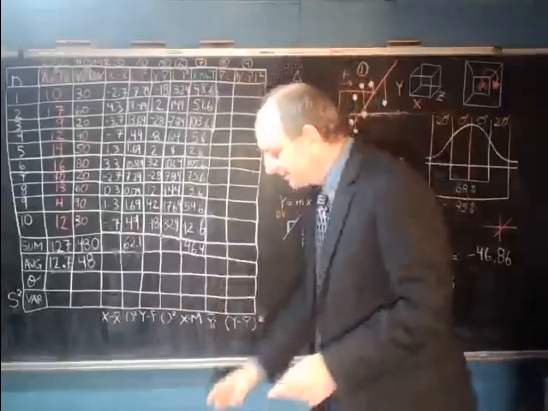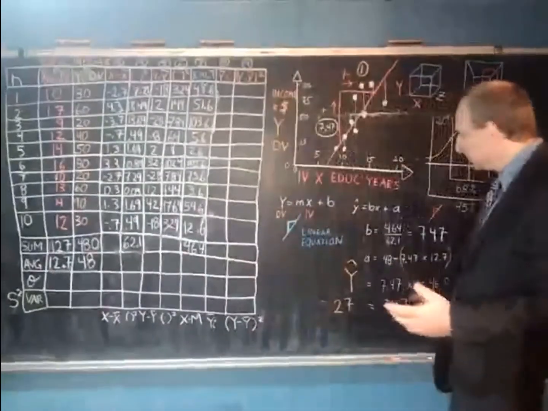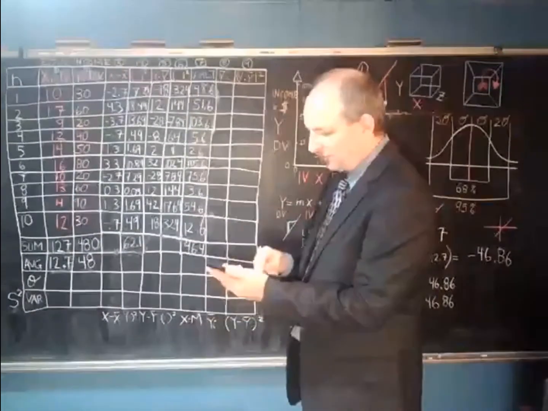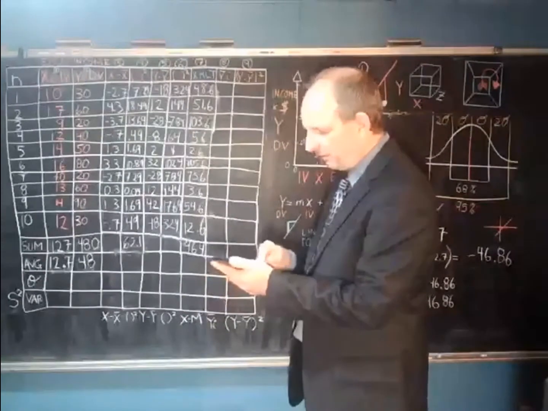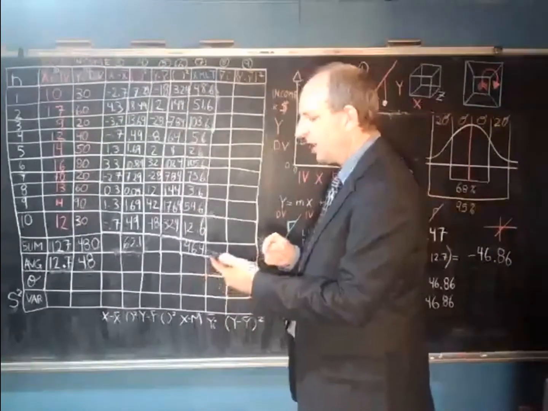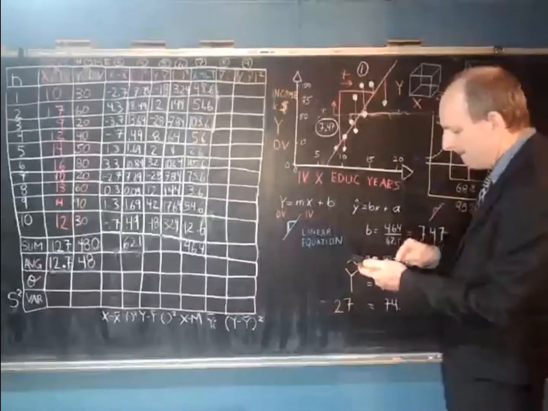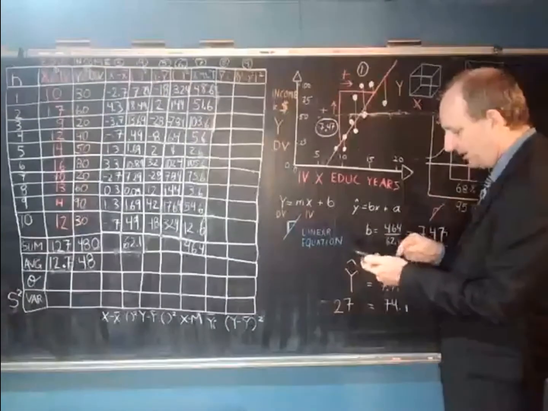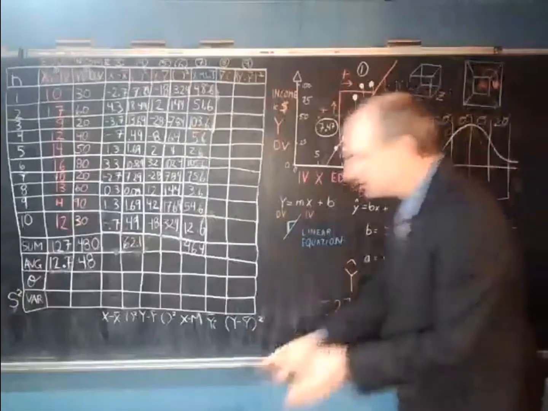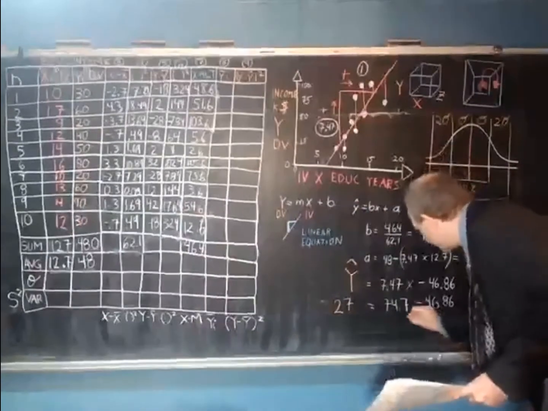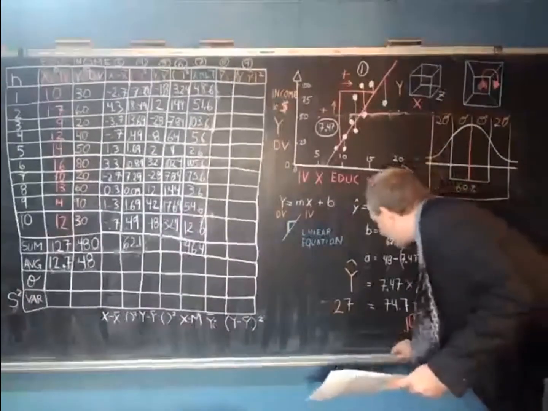Let's do this for 20 years. What if I'm in school for 20 years? Let's calculate that. 20 times 7.47 is equal to 149 minus 46.86 is equal to 102. So if I'm in school for 20 years, I'm going to make $102,000.